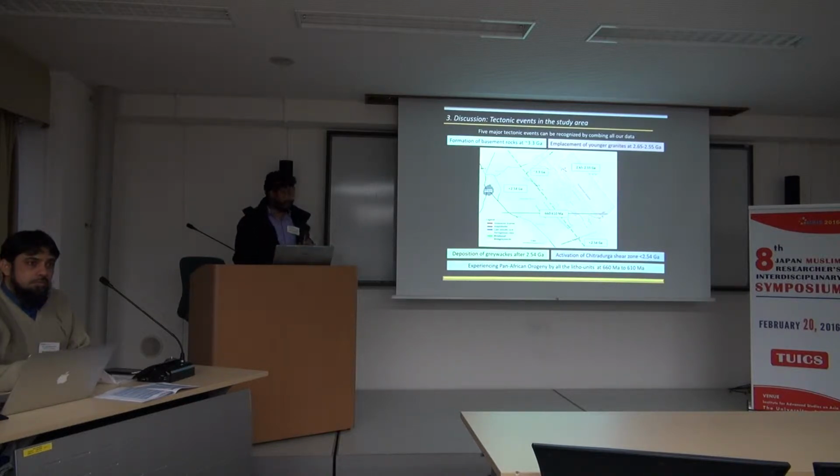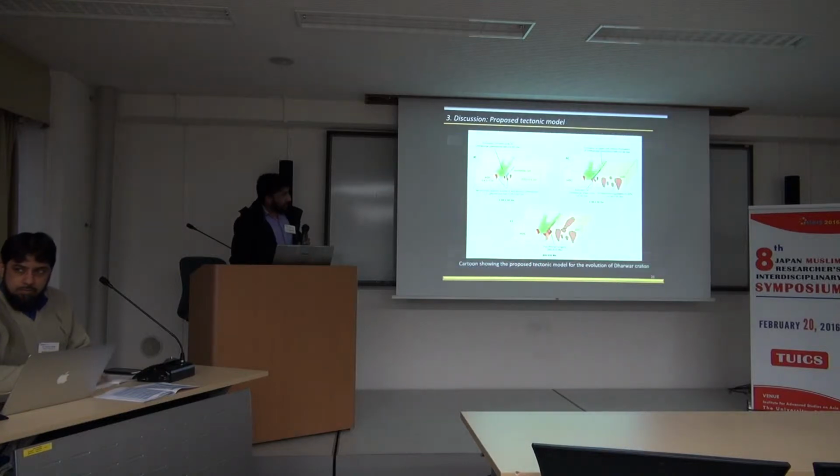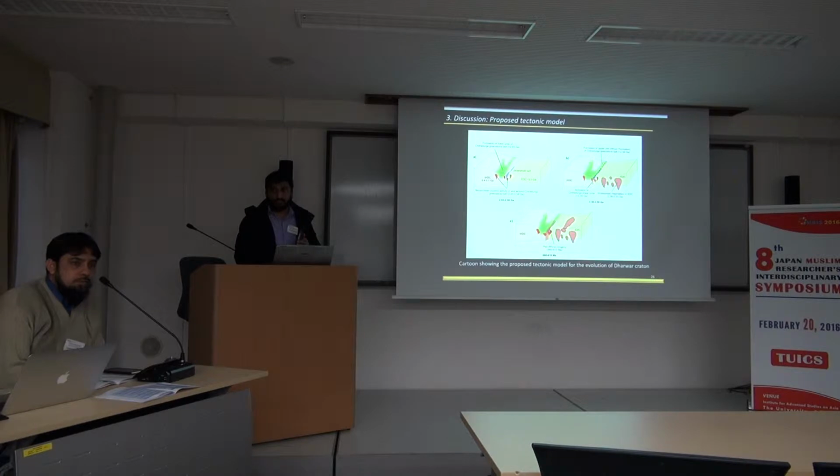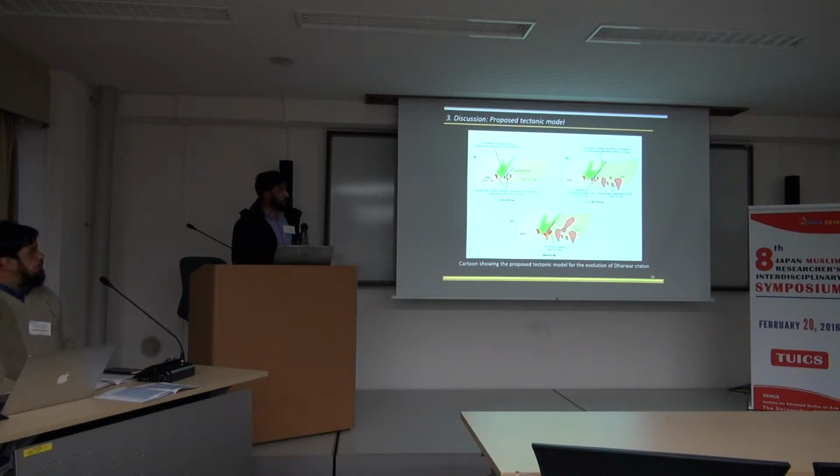How can I explain this to you? Based on that, I proposed a model for how this area evolved. So what happens at 2.65 to 2.58 Ga, what happens at 2.58 to 2.5 Ga, and what happens at 660 to 610 Ma.